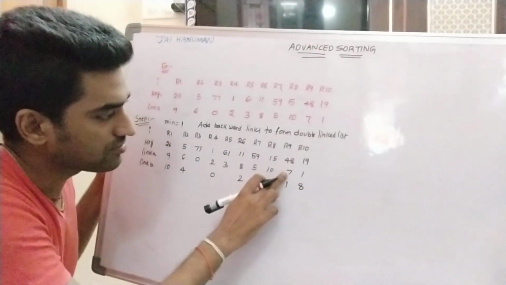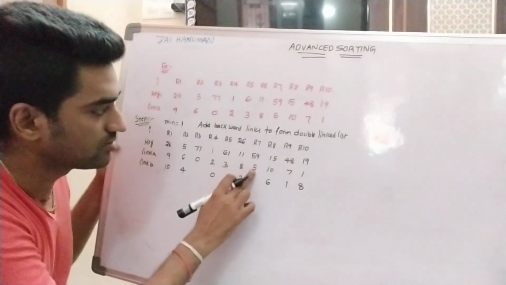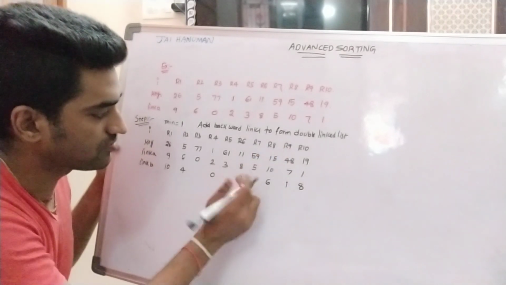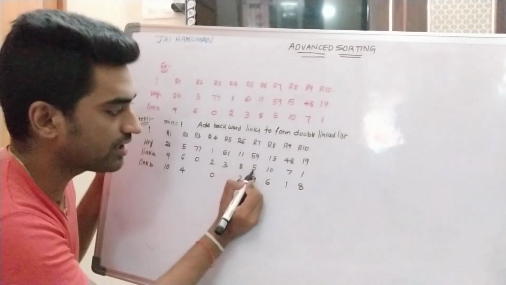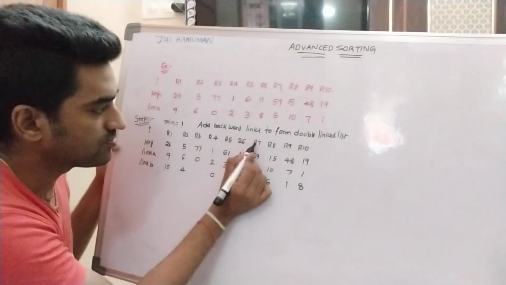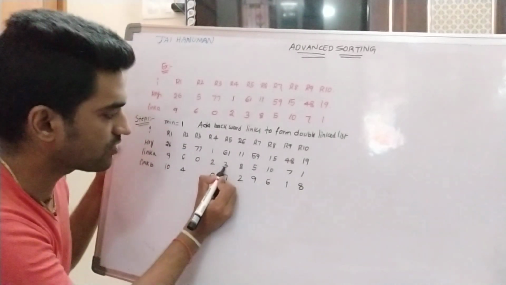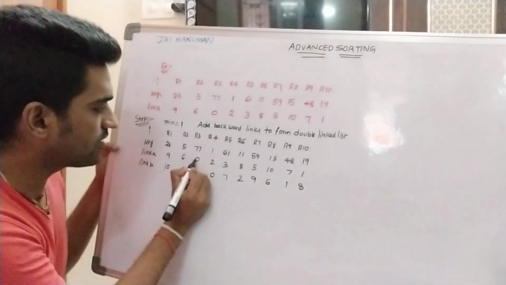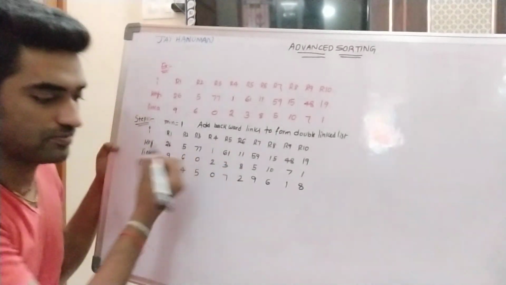Again we are checking the link A of R9, 7. Go to R7 record, place 9. Again we check the link A of R7, 5. Go to record 5, place 7. Again we check the link A of R5, 3. So go to record 3, place 5.